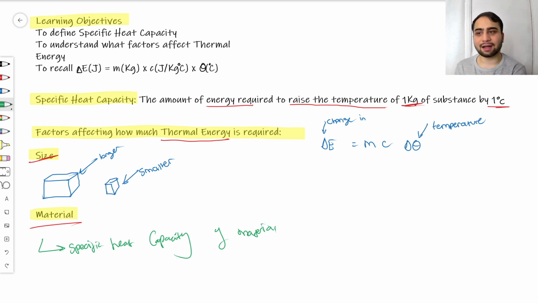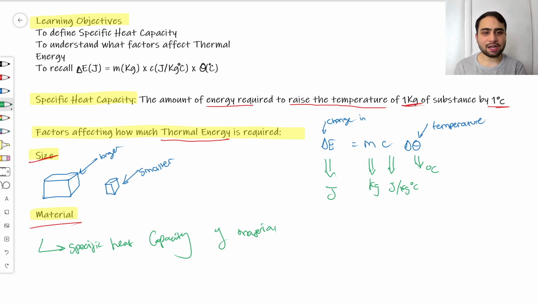So let's have a look at our units now. Delta E, energy, no matter what type of energy, it's always joules. Mass, always kilograms, standard unit. Specific heat capacity, this is a bit weird, but this is joules per kilogram degrees Celsius. And I'll show you how you can remember that. And our temperature is just in degrees Celsius.